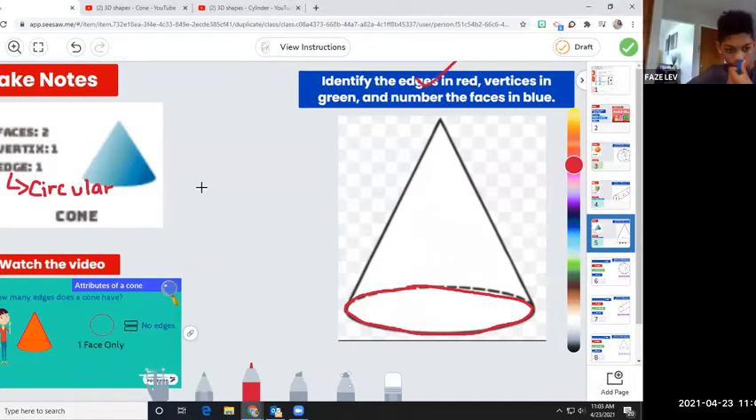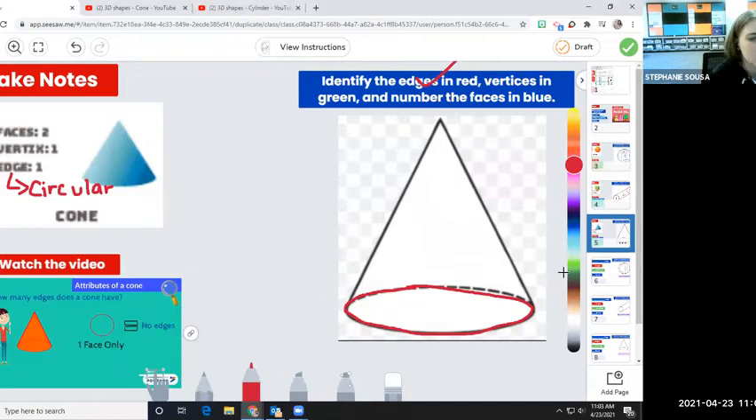Alrighty, so we've got our edges. There is one circular edge. Vertices in green. We're going to call this vertex a point because a vertex is where three or more edges meet. We don't have three edges on this, so we actually call this a point. So I'm going to change my vertex to a point. This is a point. Bringing back that two-dimensional shape vocabulary. This is not an official vertex, but it is still a point.